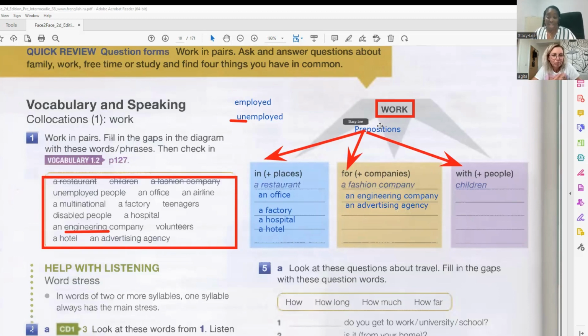Okay, all right. So work with people. With unemployed people, with teenagers, with disabled people, with volunteers.